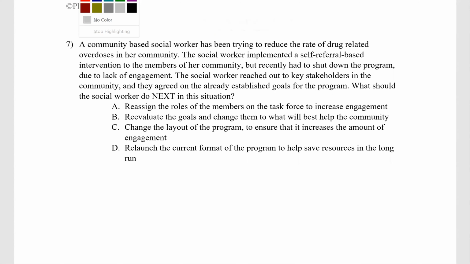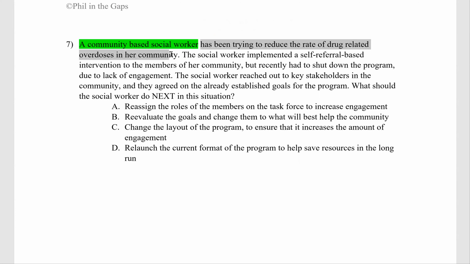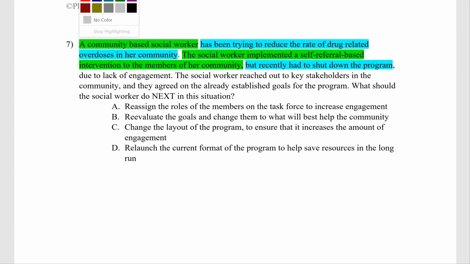We're a community based social worker, so that's who we are and what our role is. We are trying to reduce the rates of overdose deaths in our community. We implemented a self referral based intervention to the members of the community. So that's what we are trying to do to help reduce the rates of drug related overdoses. Recently, I had to shut down the program. Why? Because there's no engagement with our self referral based intervention.